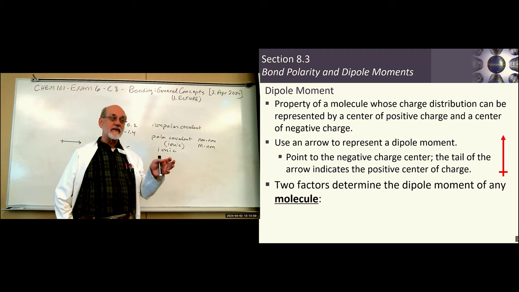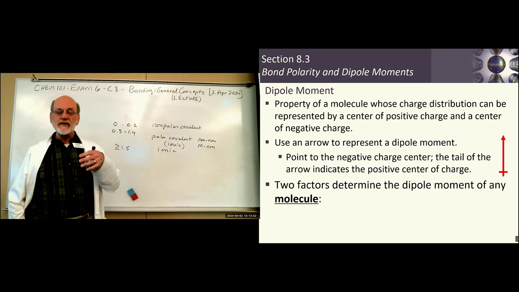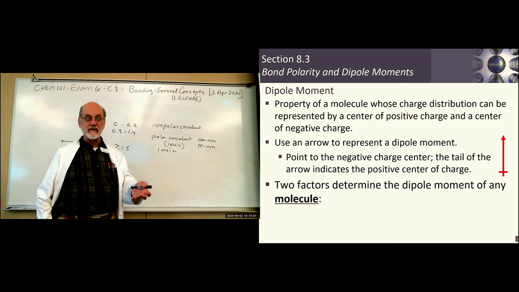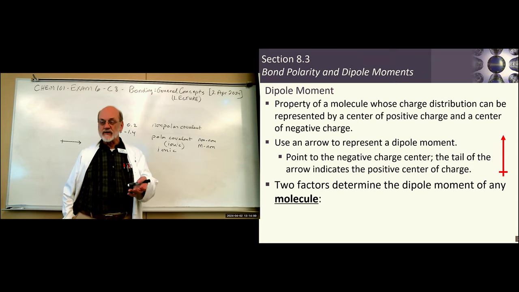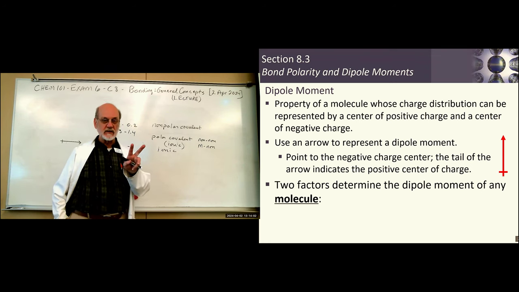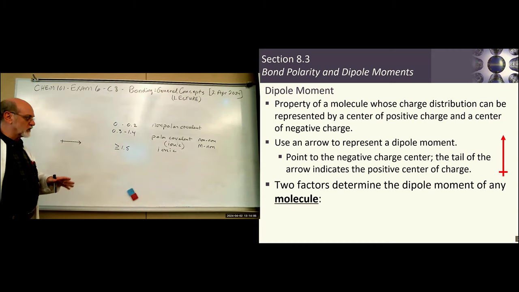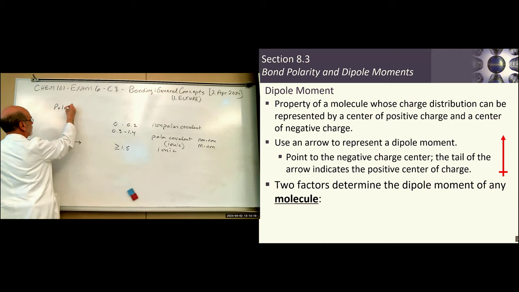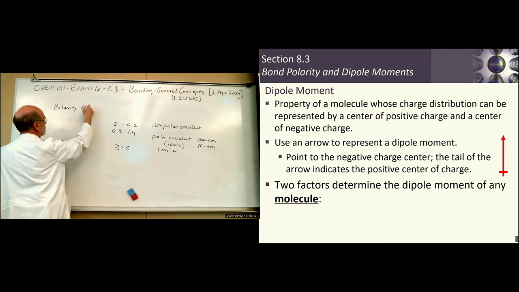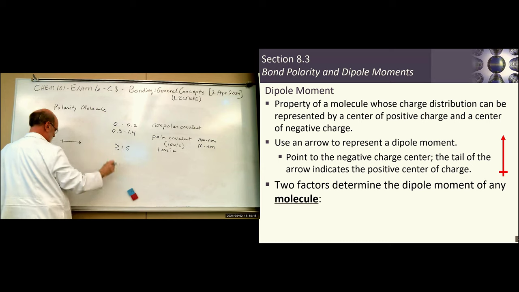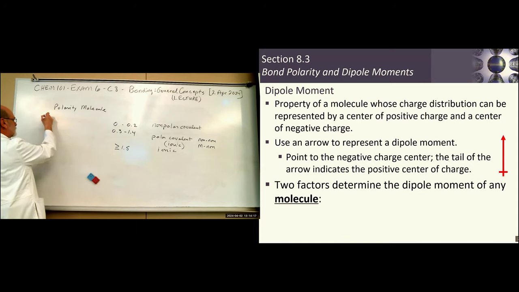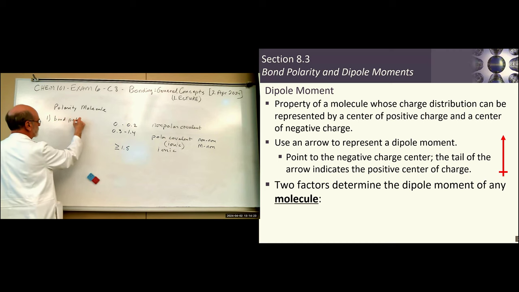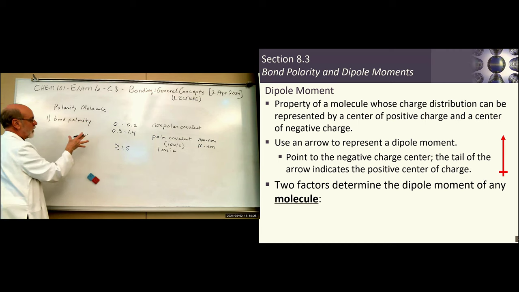And in order to do that, we have to know, is the molecule, the whole molecule, does it exhibit polar behavior or nonpolar behavior? And in order to do that, we need two bits of information. One is, are the bonds polar? So if we want to know the polarity of the molecule, we have to first know that the bonds are polar. Bond polarity. Right? And we've done that so far.